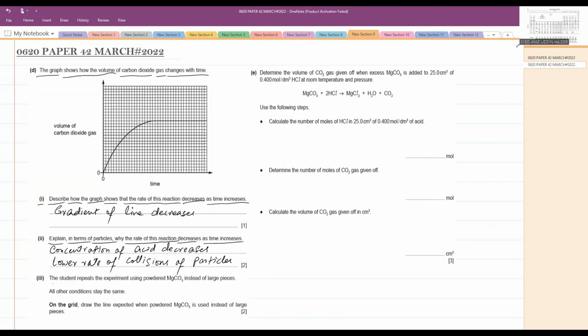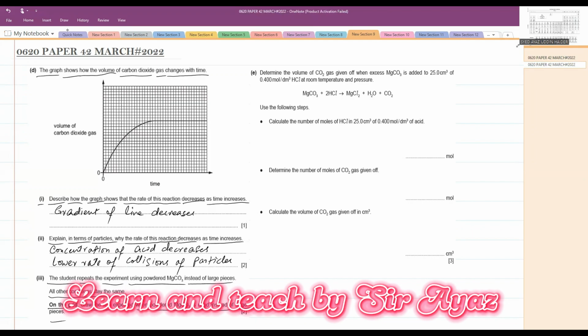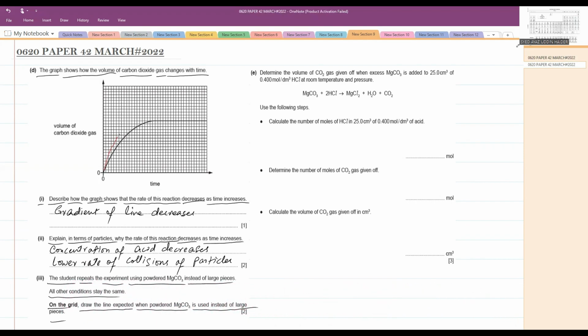For 2D part 3, a student repeats the experiment using powdered MgCO3 instead of large pieces. All other conditions stay the same. On the grid, draw the line expected when powdered MgCO3 is used instead of large pieces. Remember, powder form has a larger surface area than large pieces. Therefore, the rate of reaction will be faster. So you will make a new line steeper than the printed line, like this. This bit steeper. And the line levels off earlier than the printed line, but levels off at the same volume.